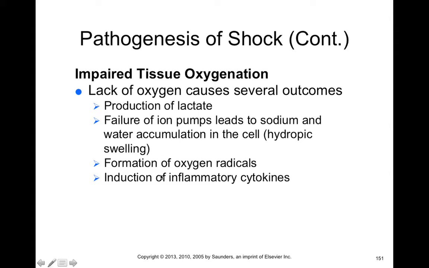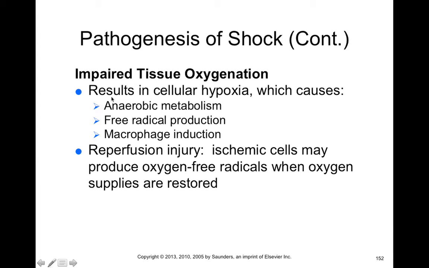The formation of oxygen-free radicals also occurs under anaerobic conditions, and these oxygen-free radicals have the capability of irreversibly damaging some of your body's molecules like proteins that are necessary for cell survival, and the induction of inflammatory cytokines, which can also lead to an immune response that can actually injure already damaged tissue. Now, impaired tissue oxygenation can result from hypoxia, and hypoxia can come from anaerobic metabolism, free radical production, or macrophage induction.